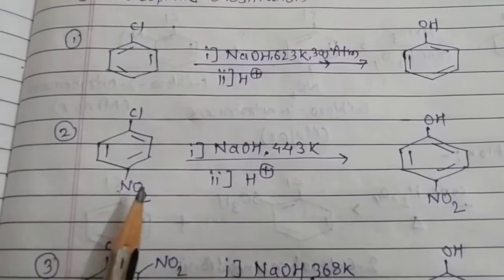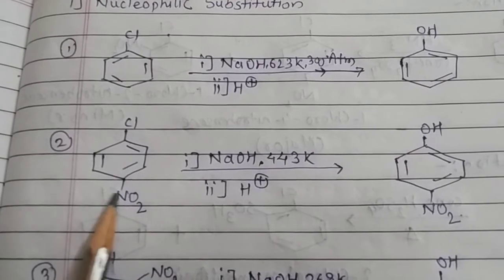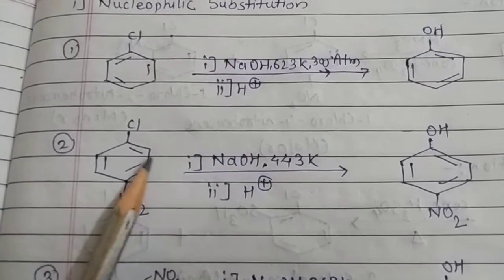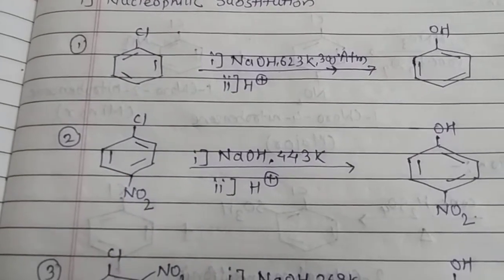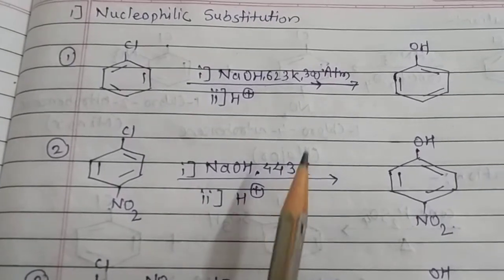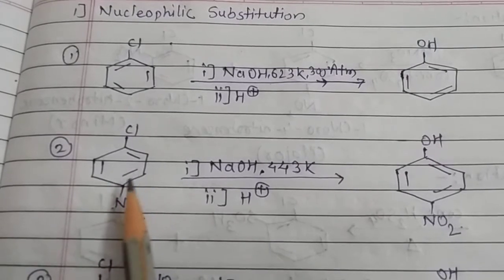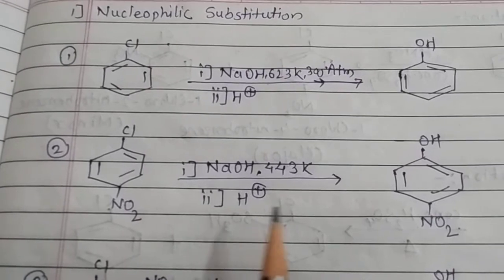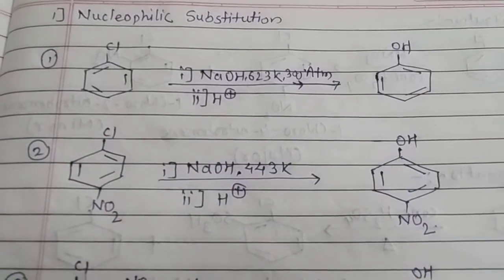If we use an electron withdrawing group like a nitro group, if that is present on the benzene ring, then what will it do? It will take electrons from benzene, and that's why benzene becomes electron deficient. So the nucleophile can substitute chlorine easily. See, again NaOH is used, 443 Kelvin, so the temperature is less now. Why? Because this makes the benzene ring more electrophilic by taking electrons from benzene, and again with H plus we'll get this OH in place of Cl.